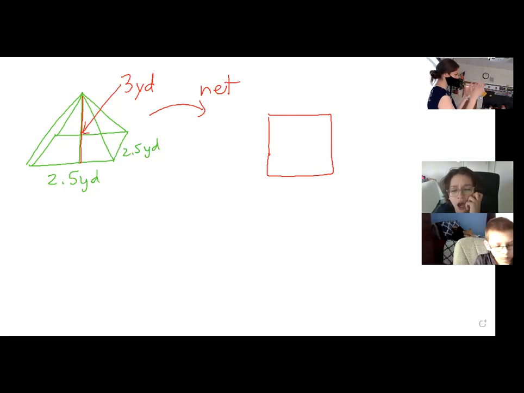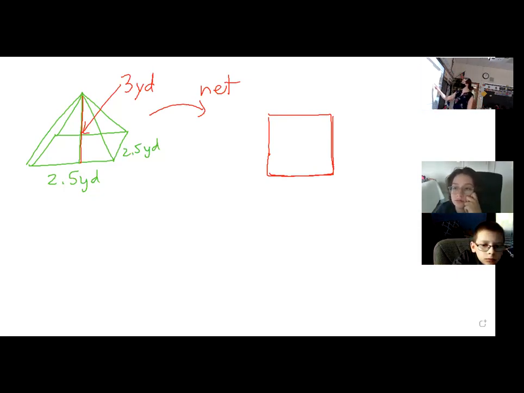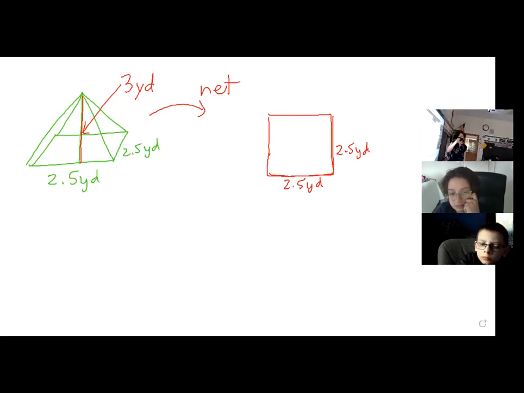What dimensions would you give that square? You can unroll it all the way, or you can add your dimensions as you go. But what would the dimensions that carry along the length of these squares be? What would the numbers labeling that be? 2.5, right? So let's label as we go. 2.5, 2.5.